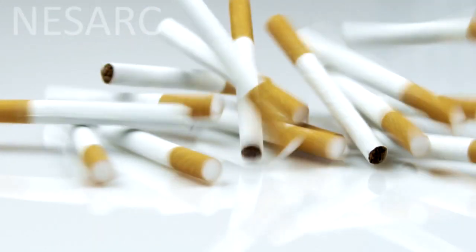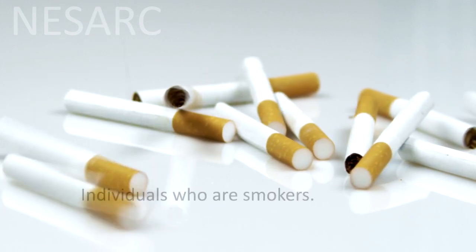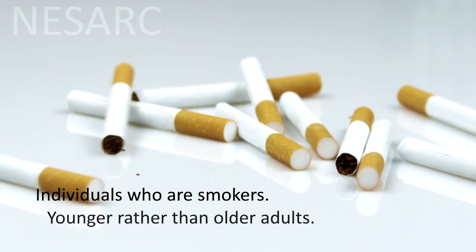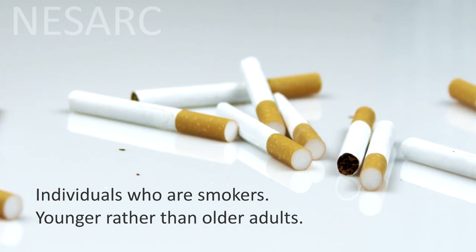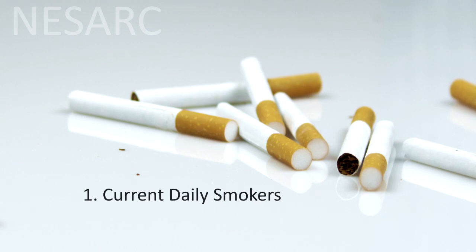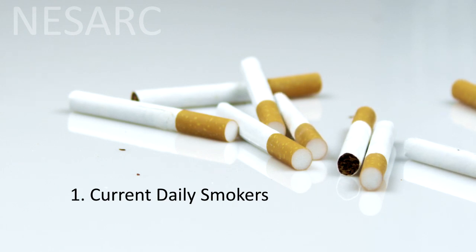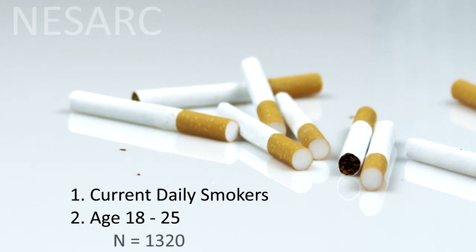After stating the null and alternate hypotheses, we need to choose a sample. We're going to use the NESARC data set, and we're only going to evaluate these hypotheses among individuals who are smokers and who are younger rather than older adults. We subset the NESARC data to individuals that are 1. Current daily smokers, that is, they've smoked every day in the month prior to the survey, and 2. Are age 18 to 25. This sample, N equals 1,320, showed the following.